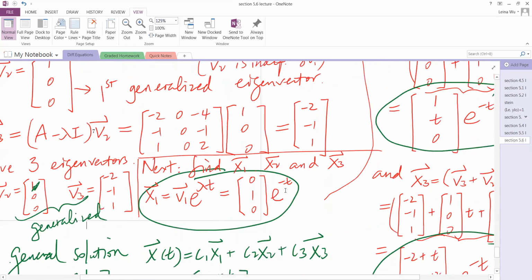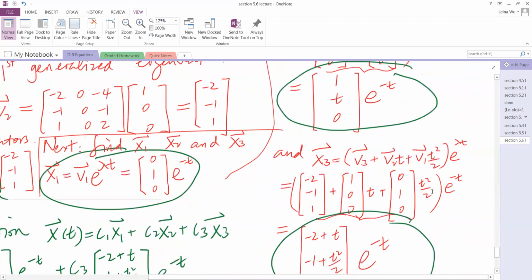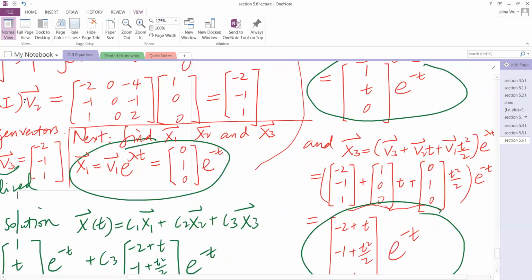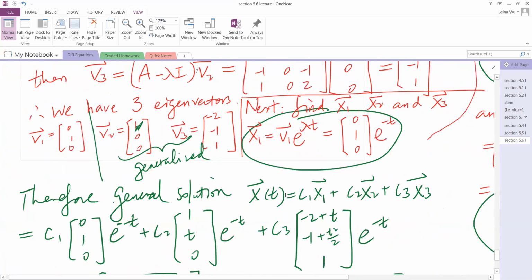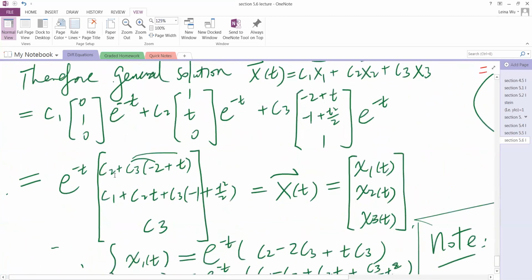And once you have them, you can go ahead and look for x1, x2, x3, which are 3 independent solutions to the system. x1 is v1 e to the lambda t, x2 is (v2 + v1 t) times e to the lambda t, and x3 is generated in that way. Once you finish those 3, then we go to the final stage of looking for the general solution by doing a linear combination of x1, x2, x3. So this is just some algebra work, right? You just put them in and you get 3 entries. Those 3 entries represent your 3 unknowns.